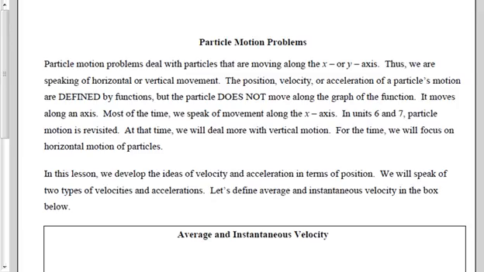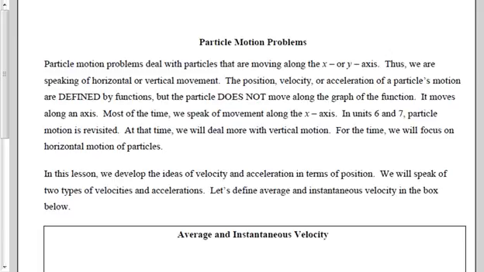Okay, so particle motion problems deal with particles that are moving along the x or y axis. So we're speaking of horizontal and vertical movement. The position, velocity, or acceleration of a particle's motion are defined by functions, but the particle does not move along the graph of the function. It moves along an axis. So most of the time, we're going to speak of movement along the x-axis.